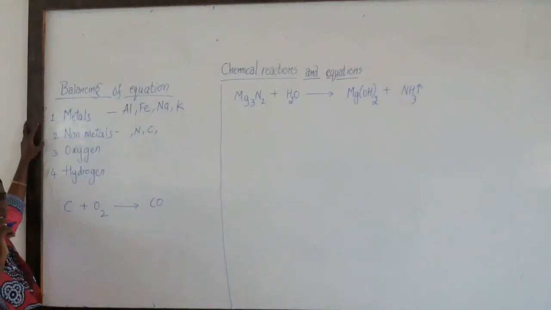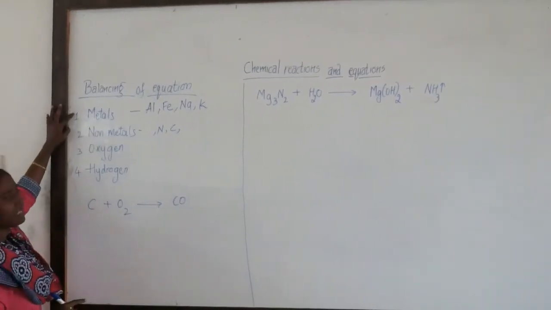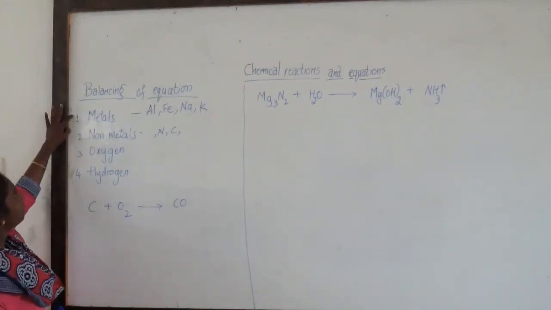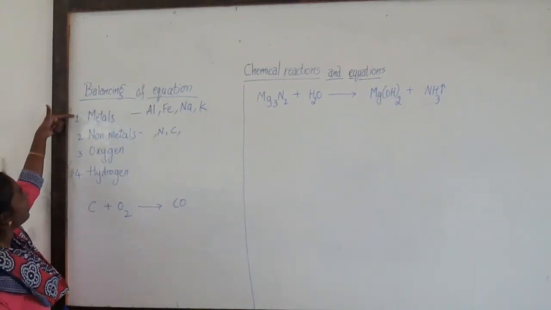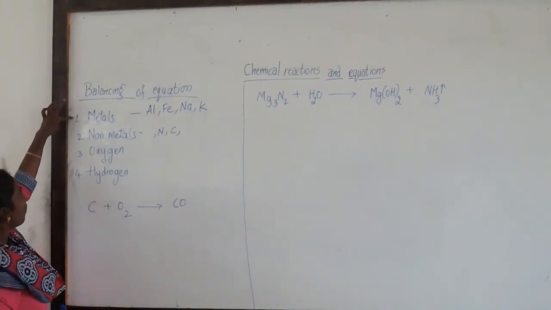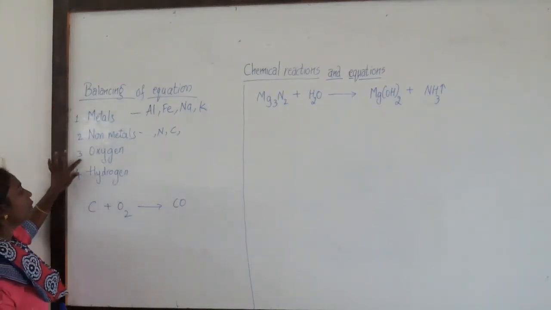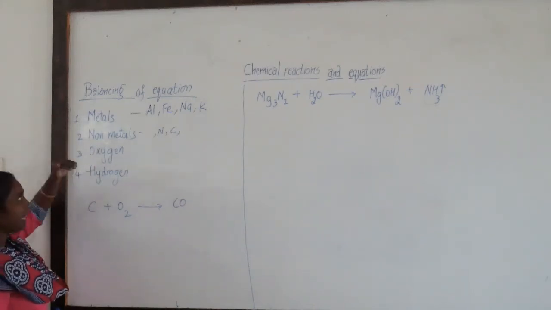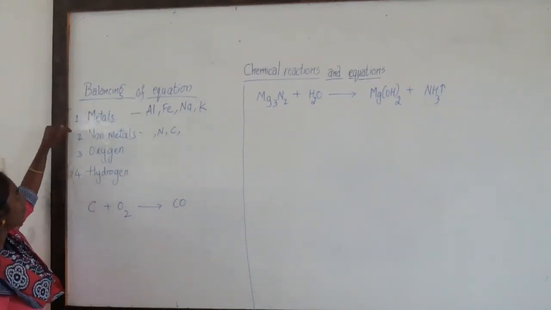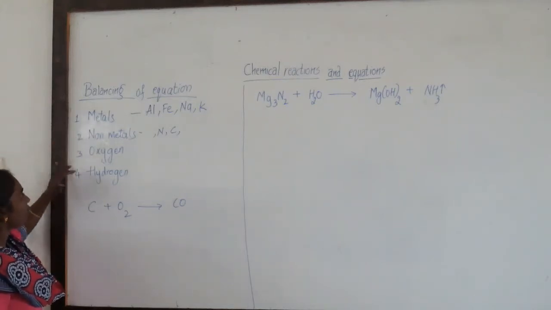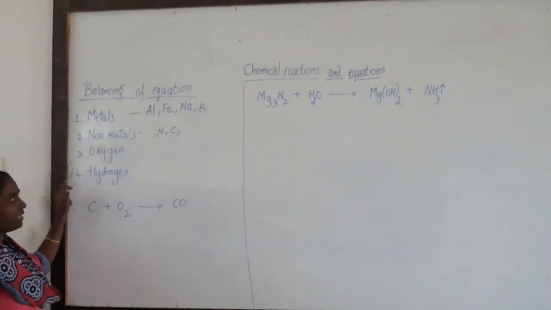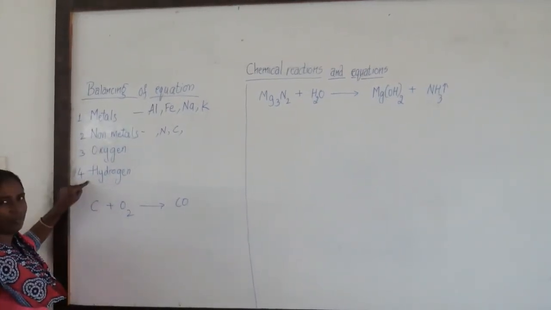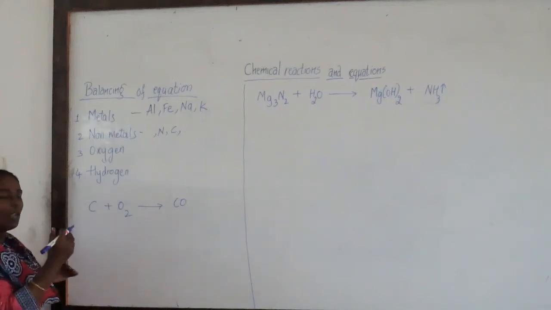Listen carefully, very important. First balance step 1. When step 1 is balanced, go to step 2. When step 1 and step 2 are balanced, again check step 1. When steps 1 and 2 are balanced, go to step 3. When step 3 is balanced, again check steps 1 and 2. When all three are balanced, go to the fourth one, step 4. When step 4 is also balanced, again check metals, non-metals, oxygen, hydrogen. Confusing? As we solve, children, you will understand.